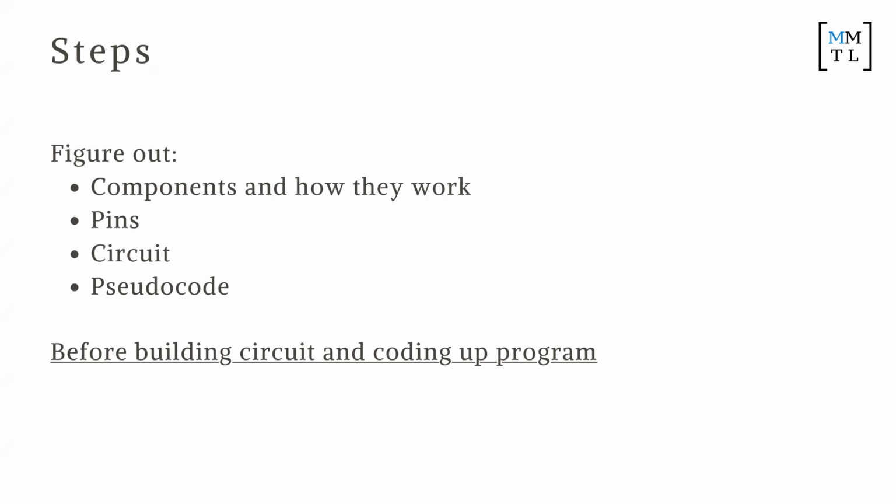And then the 4th component is pseudocode. So you need to write in comments. You write comments in C with two forward slashes, right? That's how you write comments. And you need to have what you're actually going to do in code down. Mechatronics code is usually a lot simpler than the complex programs you get with Python, but it's very easy to screw it up if you don't know what you're doing, right? So write out the pseudocode and figure out all these 4 components before building your circuit and coding up your program.